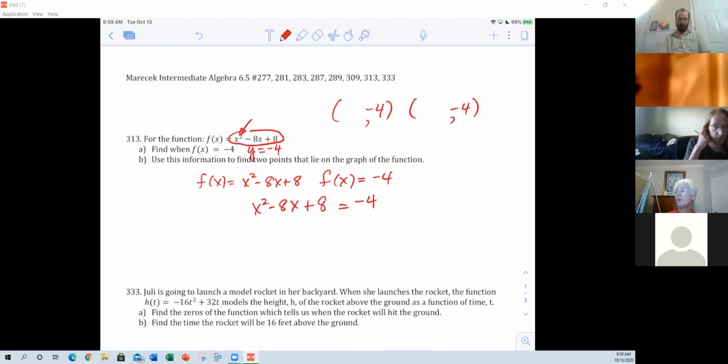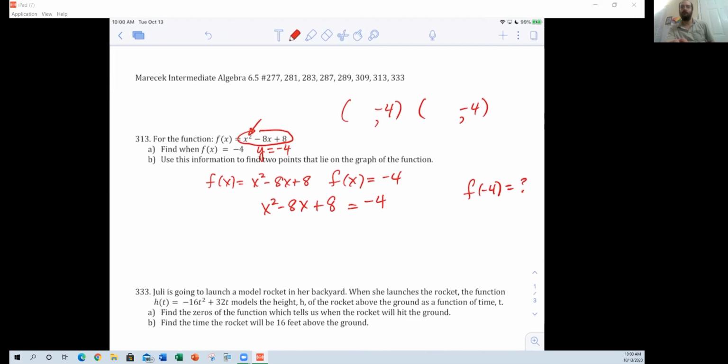Oh, I see what you're saying. No. Okay, so if they said, what is f of -4? That's when you would plug in -4. But they're saying f of x equals -4. So we're looking for the y value. That's what we're trying to find. So if you're trying to find the y value, you set the equation equal to the value of the function.